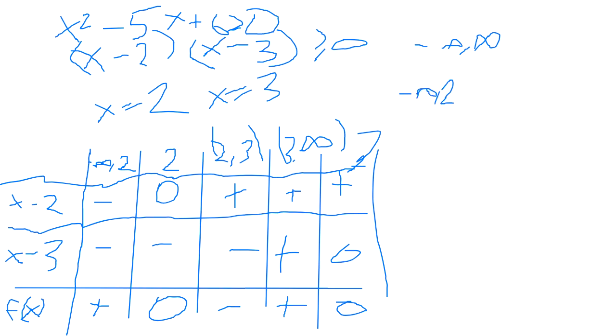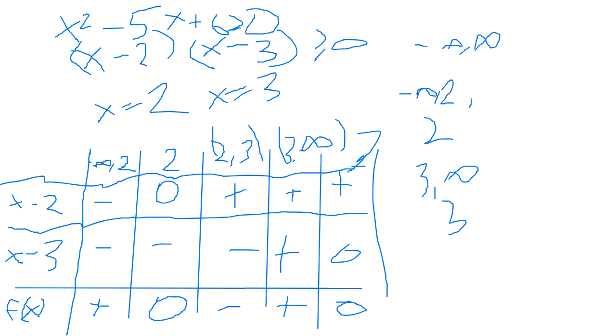And I can have 2 itself. 2 is giving me a 0. Then 3 to infinity is also giving me a positive. Then 3 is giving me a 0. Let me see that. Yes. This is giving me a positive or a 0.